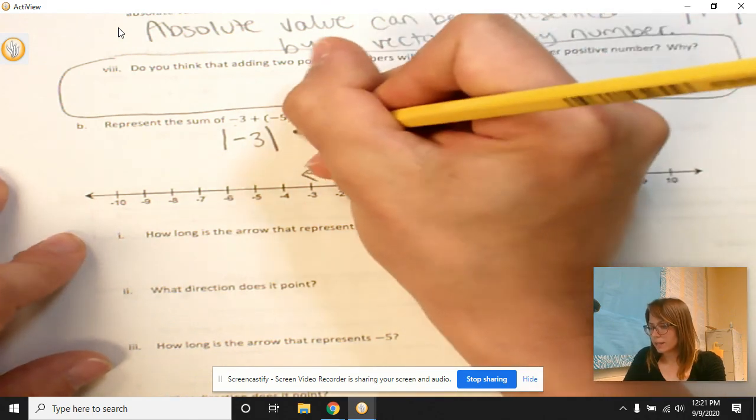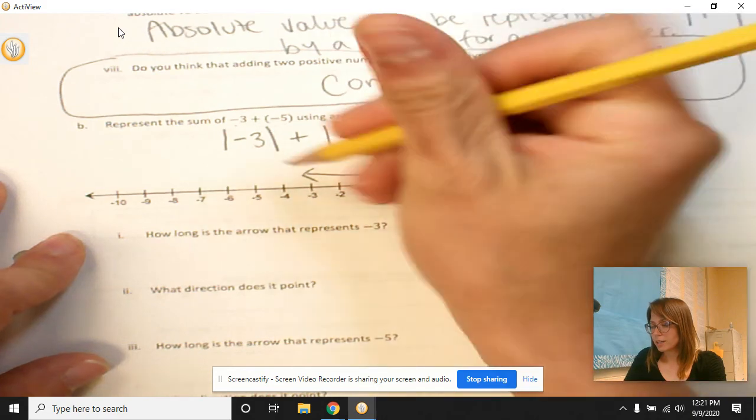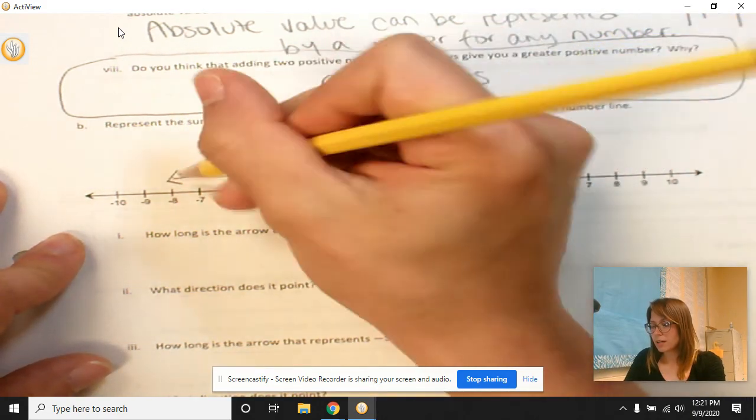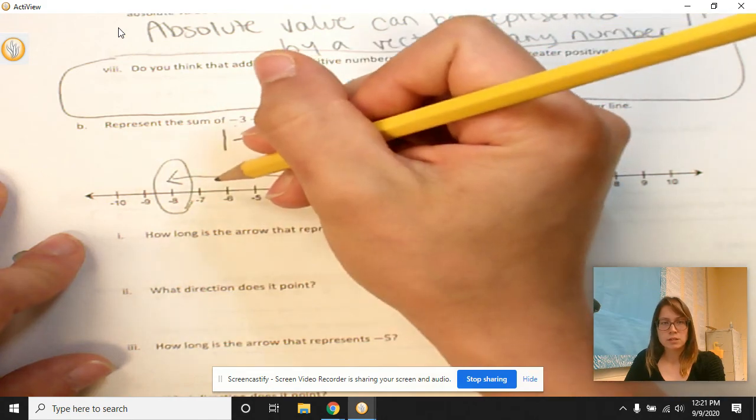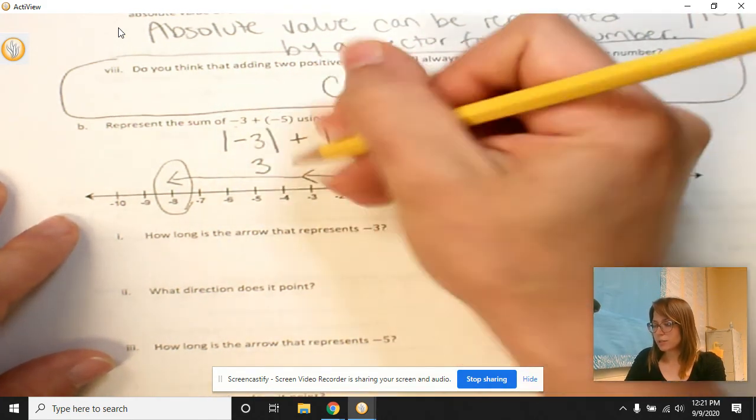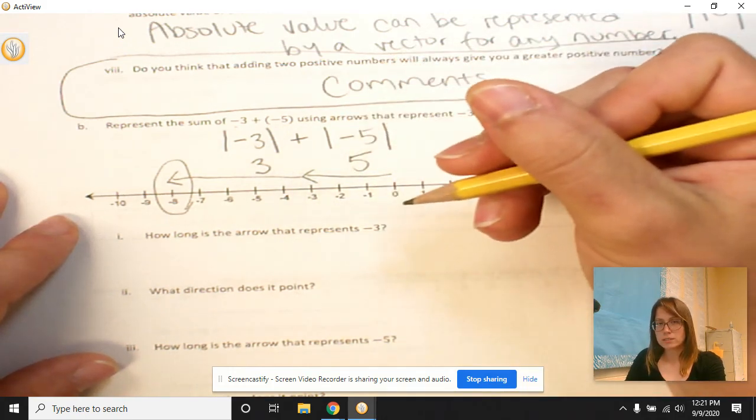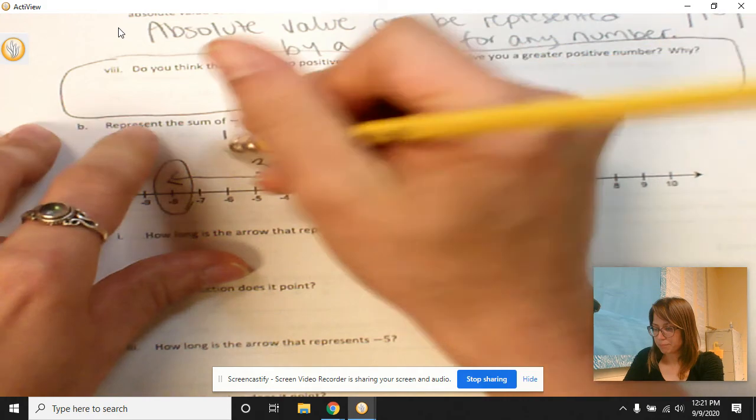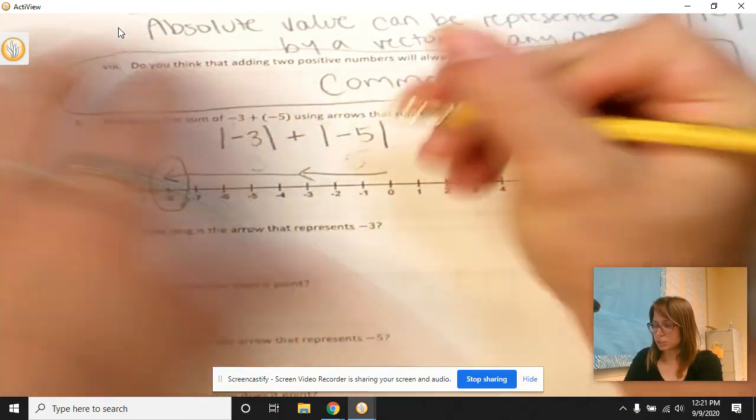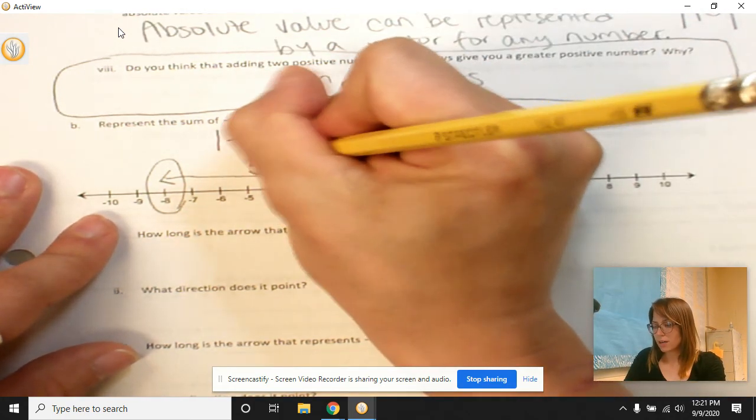Okay, and I'm going to add that to the absolute value of -5, which if I keep going 5 units to the left, I'm going to arrive at my sum of -8. So I drew a vector that was 3 units long and a vector that was 5 units long. So my vector altogether should, actually, that's kind of confusing. I just noticed that I switched them up. Here's my vector that's 3 units long. Here's my vector that's 5 units long.